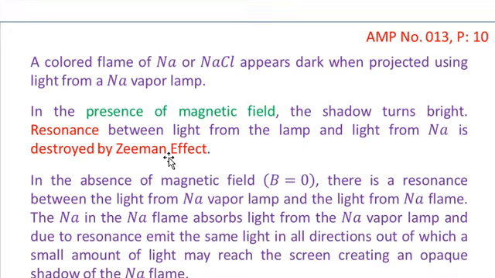That is, the resonance between the atoms of the sodium flame and the sodium light from the sodium vapor lamp is destroyed by the application of the constant magnetic field. So we can say that the resonance is destroyed by the Zeeman effect, and the flame will behave as a transparent region, and the light from the sodium vapor lamp will fully contribute at the screen, and no shadow will be recorded.